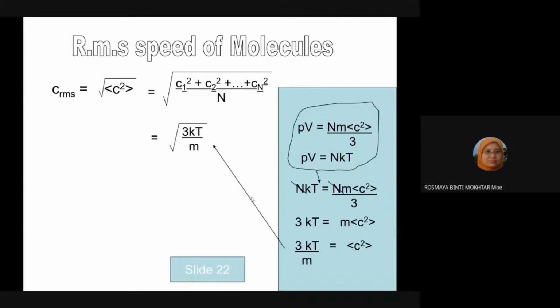Any problem? Teacher, can we choose any of the three formulas or must we use this? Yes, can choose any of the three. One of the RMS equations is this one, square root of 3kT per m. So you can choose any one to prove this. Okay, so I show you one.